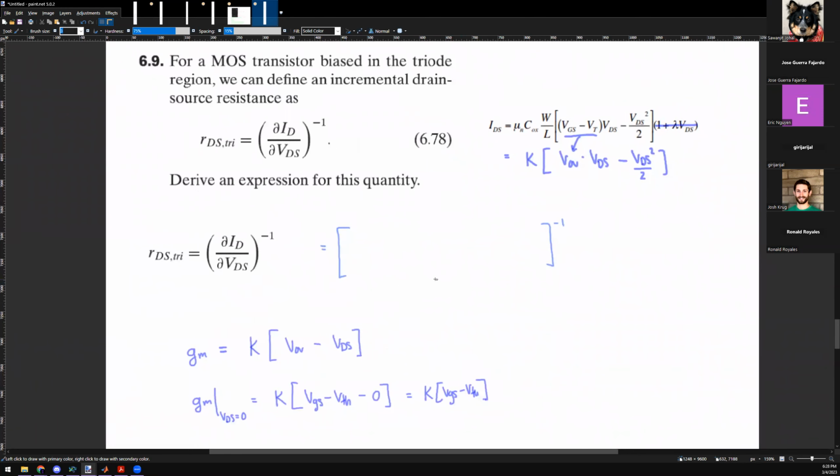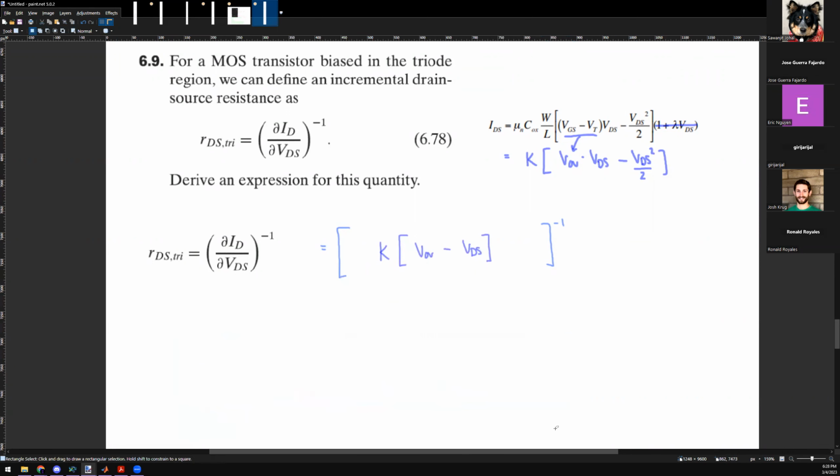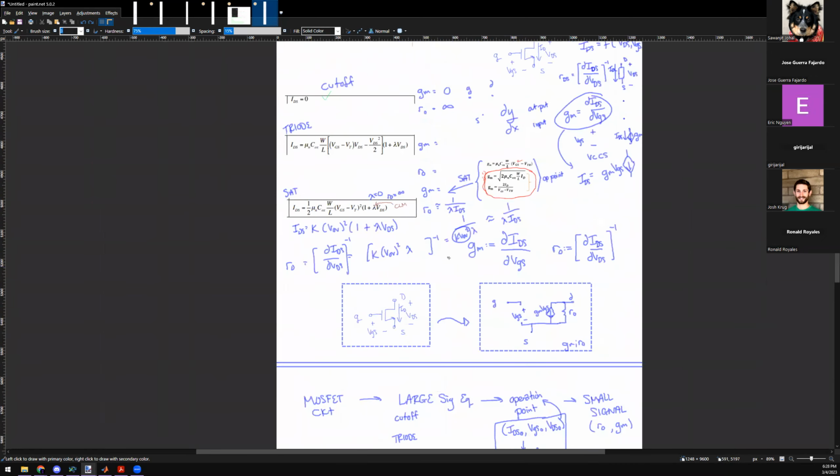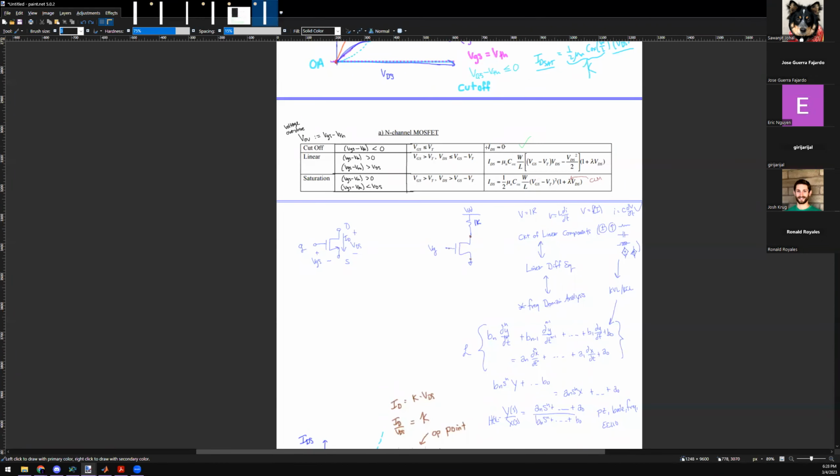Now we do the derivative that we just did, which is obviously K times this, right? And we just invert it and we're done. Would you guys agree? Now I'm differentiating with respect to VDS, so now I get this thing. Are we okay with this? Yes. All right, so now we have finished the table. Let me make you guys a table.